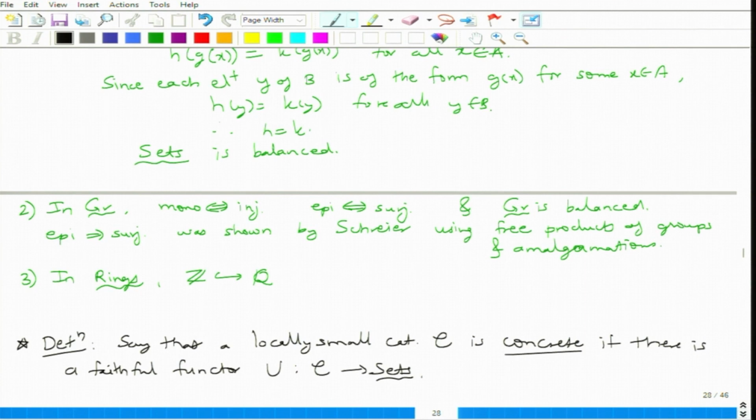I couldn't do it earlier because I had not defined faithful. So the category of groups is faithful, the category of rings is faithful. Why is it faithful? Because every single group homomorphism is a function to begin with. Every group is a set and every group homomorphism is a function. Every ring is a set and every ring homomorphism is a function. And you can distinguish between two different group homomorphisms by looking at their underlying functions.